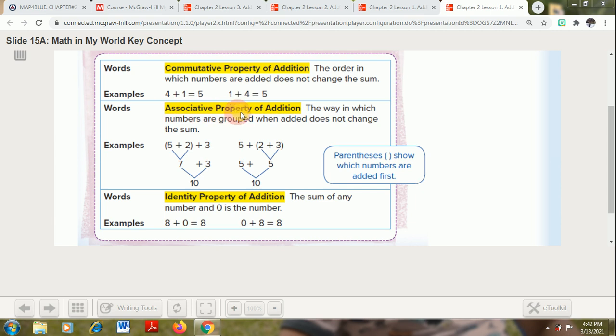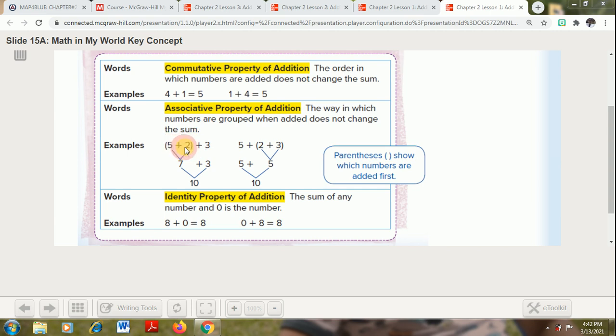Now, the associative property of addition means the way in which numbers are grouped when added does not change the sum. So one characteristic, if we see the examples, is that the associative property has parentheses, these symbols here, and the parentheses show which numbers are added first. That's why we call it the associative, because we associate addends inside a parenthesis.